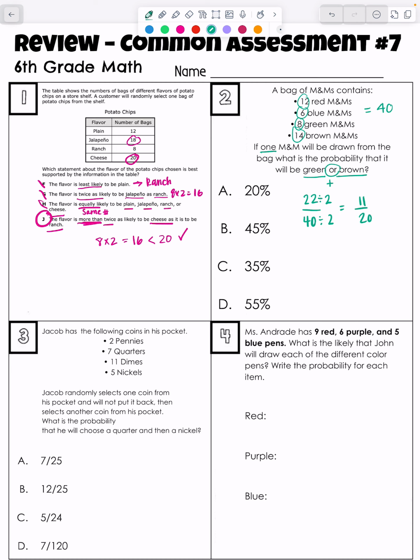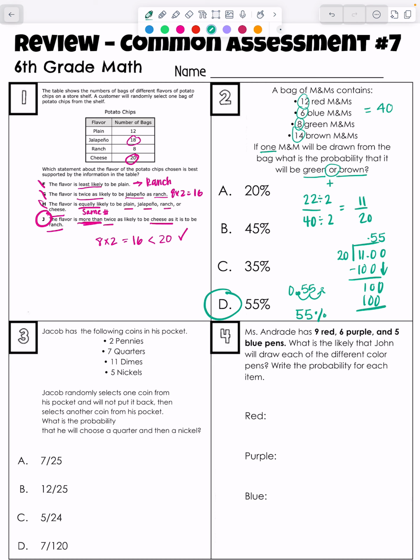Since they want it as a percent, I'm going to go ahead and do top in, bottom out. 20 can go into 110 5 times. That's 100. I subtract to get 10. I add a 0, bring it down. 20 can go into 100 another 5 times. So now I'm at 55 hundredths, but I move it over twice. So my answer is 55%.